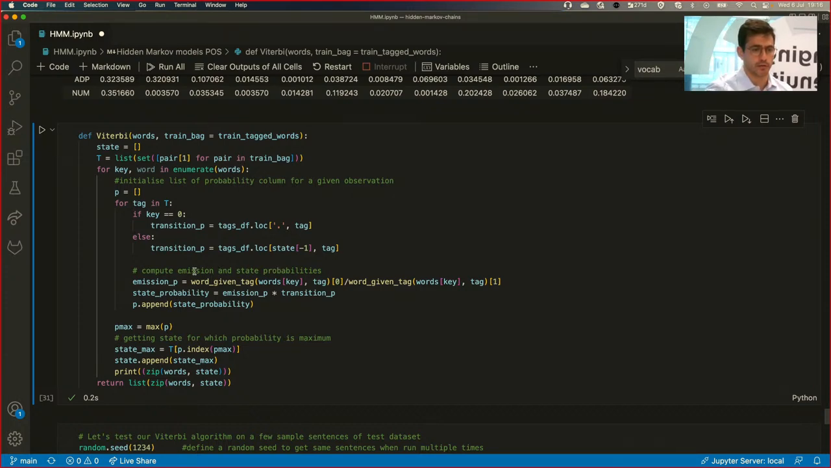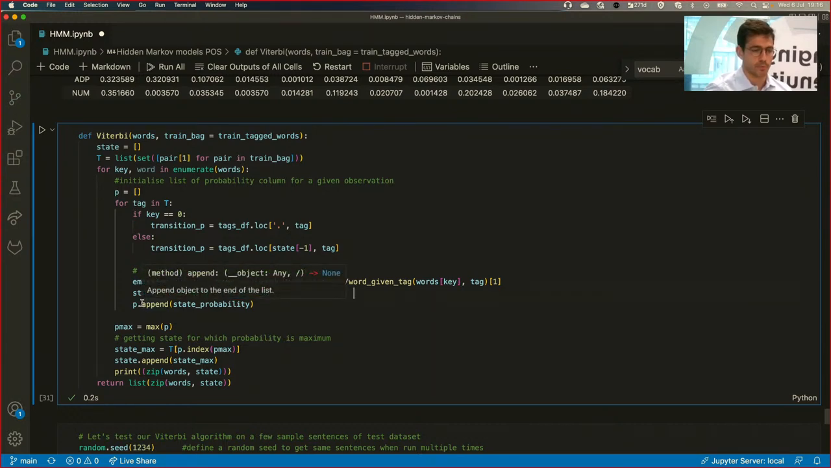We're computing the emission and transition probability for a particular new word, which is again from the test data set. It doesn't have anything tagged on it. It's just a word. And here's the computation that we saw for the emission and transition probabilities. We are appending our output to the list of probabilities, and then we have to choose the max one before we go outside from the inner loop to the bigger loop, which is the next word.